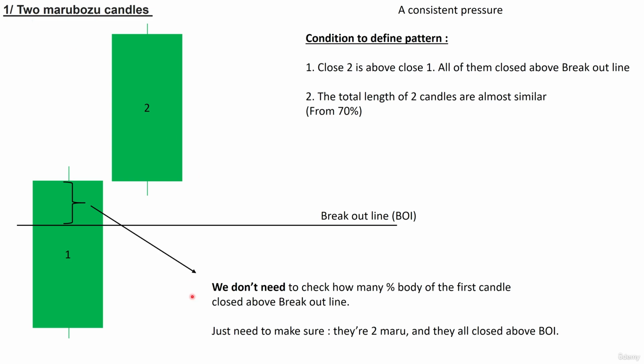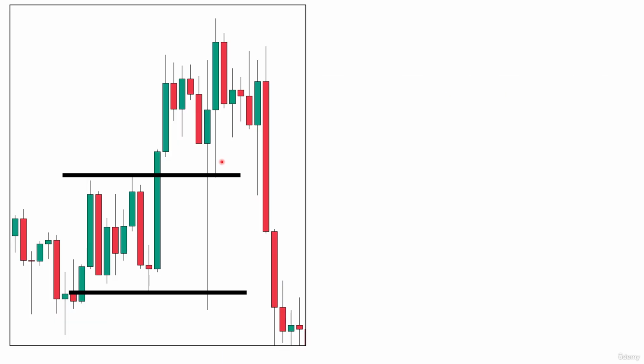In the next standards, we need to check how many percent of the first candle closes above a breakout line. But on the two Maru candle standards, we don't need to check how many percent of the first candle is above the breakout line. That is my note for this case. And I would like to give you one example.